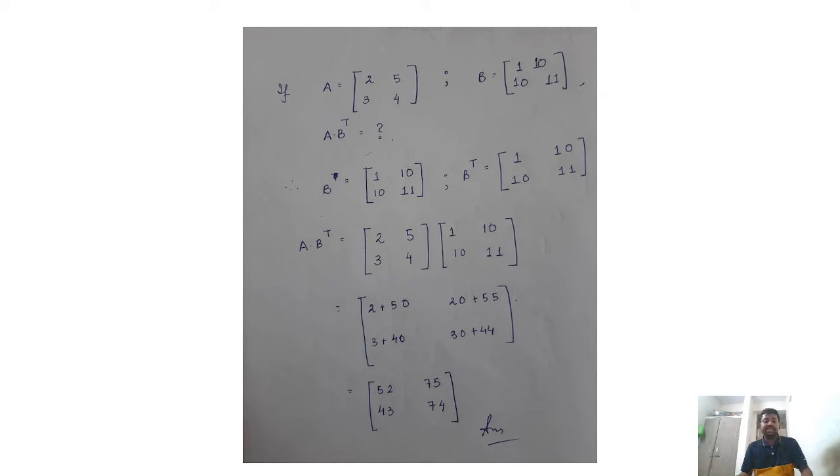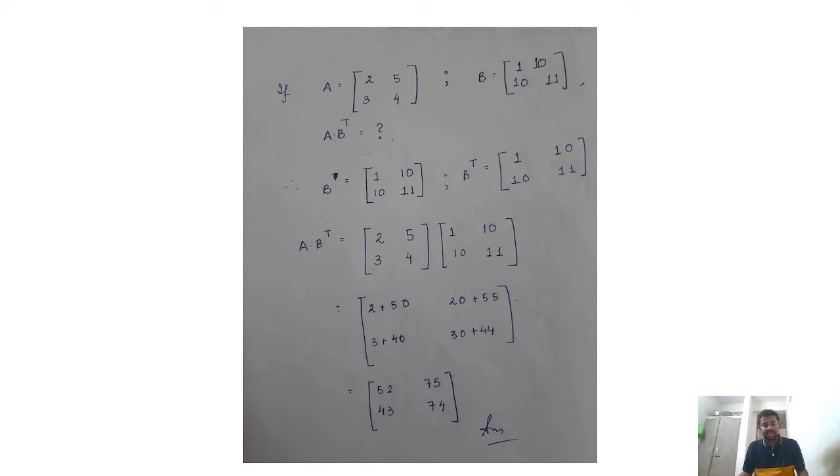Here 10 is actually the value in B at the position 2 1. I think you can understand the meaning of 2 1: the second row, first column. So this is actually 2 plus 50. Now what do you do next? The next term in the final answer is the content at 2 2, that is, second row second column. For this you multiply 2 into 10 plus 5 into 11.